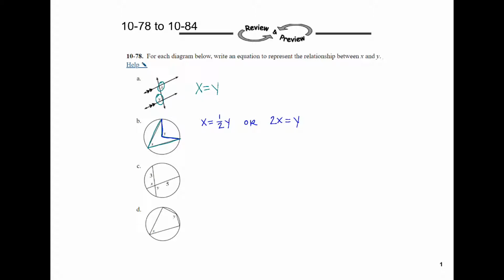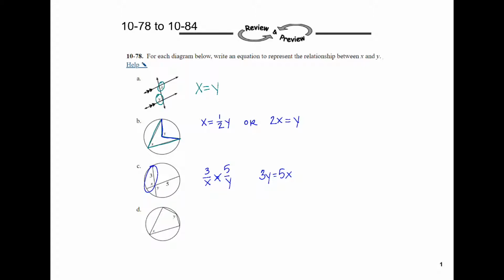When we look at the circle in problem C, we can set up a proportion 3 over x, talking about these two pieces, is equal to 5 over y. Then when we cross multiply, we can say that 3 times y is equal to 5 times x.